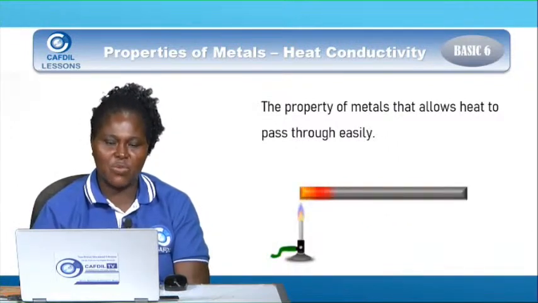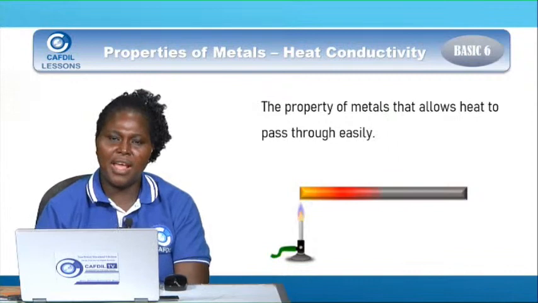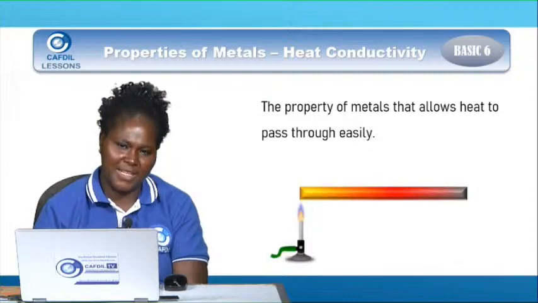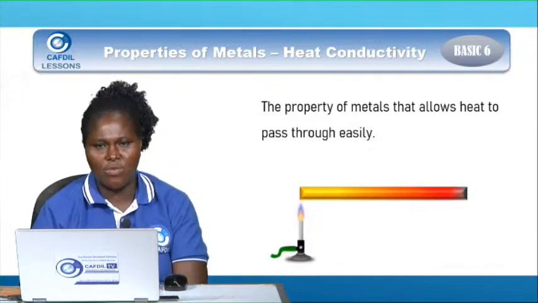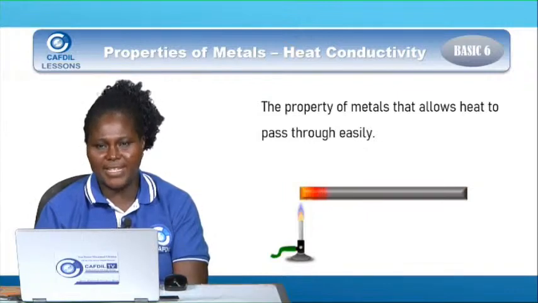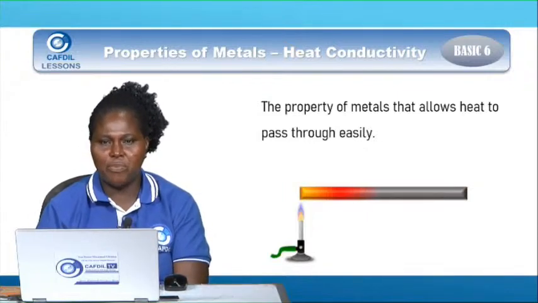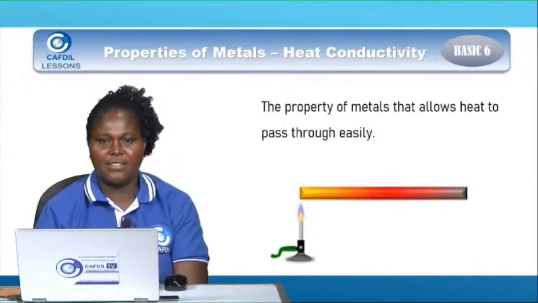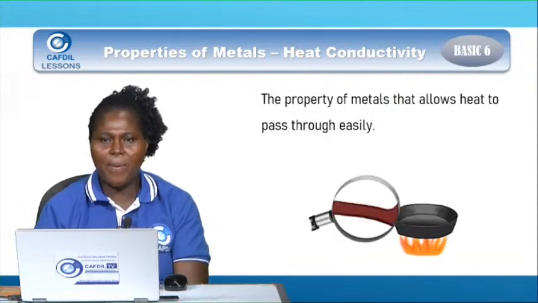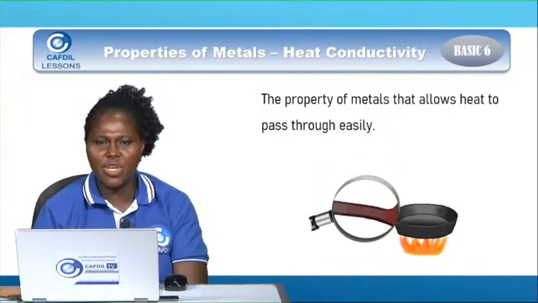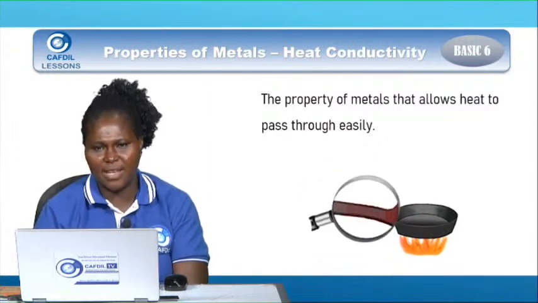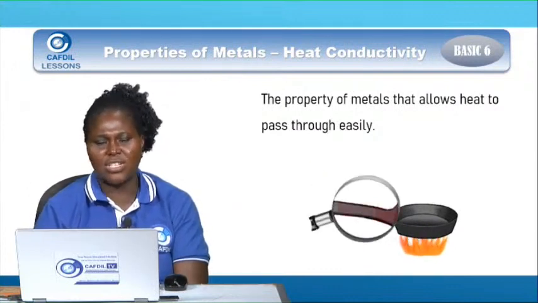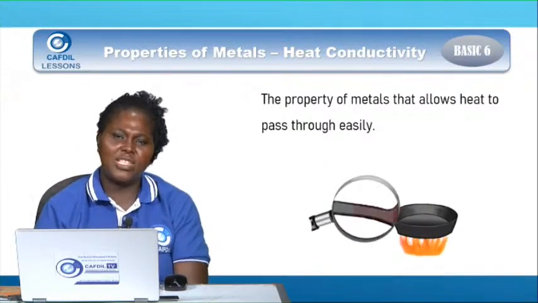So let's look at this video. We have a metal being heated, and let's look at what is happening. The heat is passing from one end to the other. It is showing the property of conductivity, the property of metals that allows heat to pass through easily. We have another example on our screen. Because it is very hot, you can't touch it with your hand unless you use a rag.